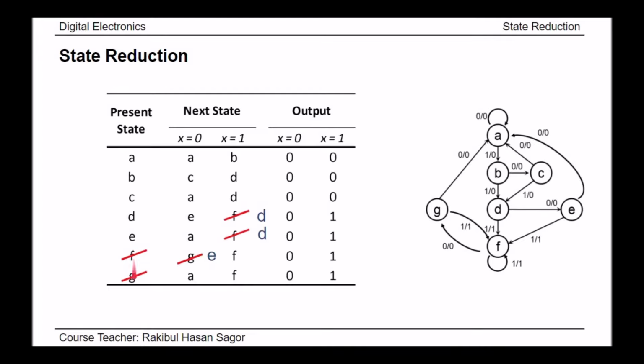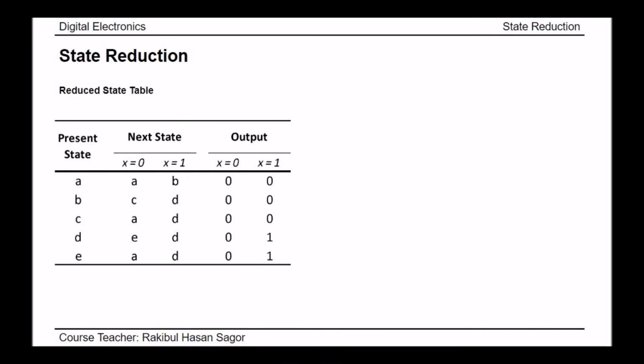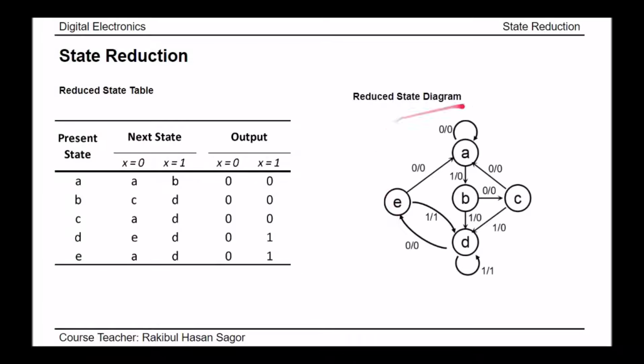So F and G states are removed and they are replaced by this D state. Next, if we draw the reduced state table, it will be looking like this: A, B, C, D, E, and the corresponding next states. From here, if we draw our state diagram, the state diagram will look like this. Now, this is the reduced state table and state diagram from the original state diagram.